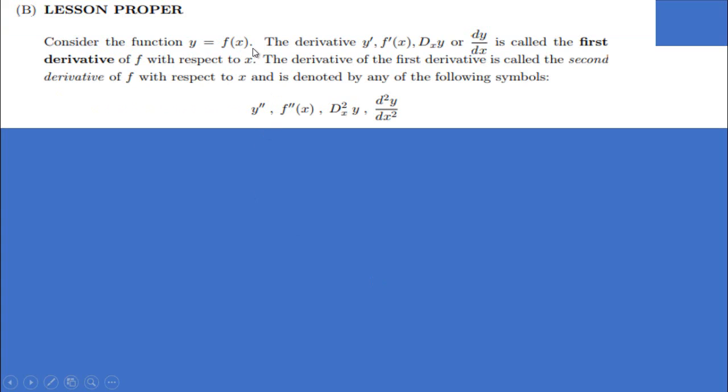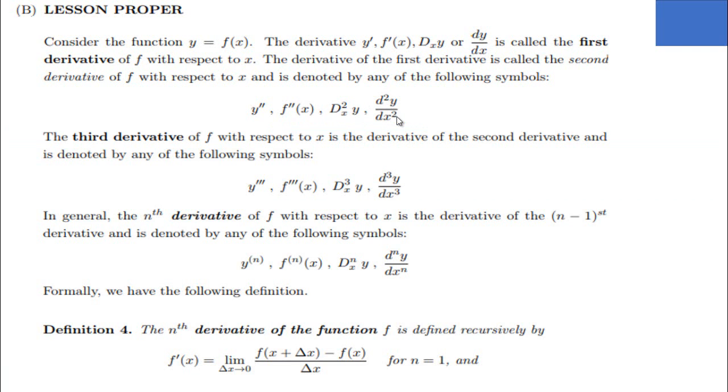Consider that y equals f of x. The derivative y prime or f prime of x, or dy/dx, is called the first derivative of f with respect to x. Similarly, the second order or second derivative, we've got y double prime, f double prime, d squared y over dx squared. That is the second order. Okay, so the third derivative is the same. We've got y triple prime, f triple prime of x, and d cubed y over dx cubed.